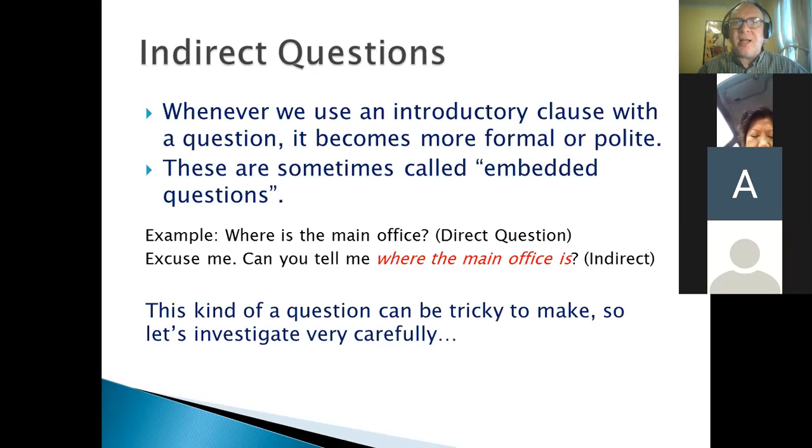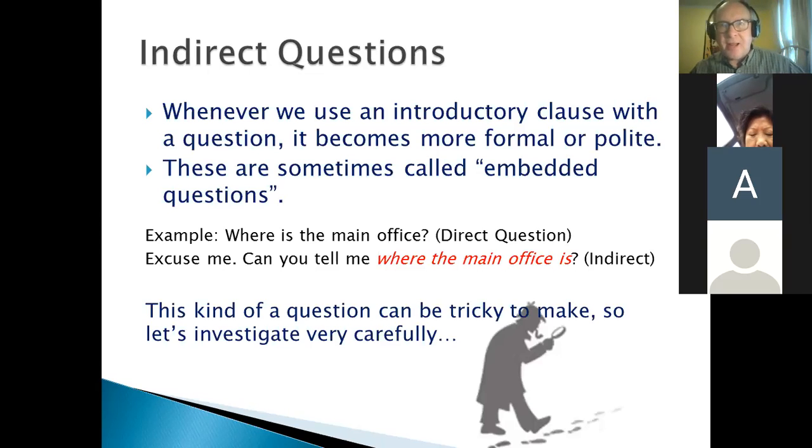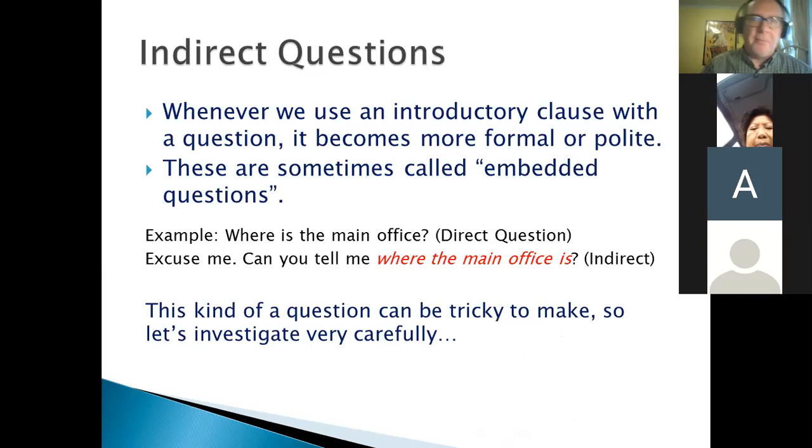Let's look at another. This kind of question can be a little tricky to make. So let's investigate very carefully. Here's my investigator. All right. So let's take a look. First, we're going to look at the form. How do we put this all together?